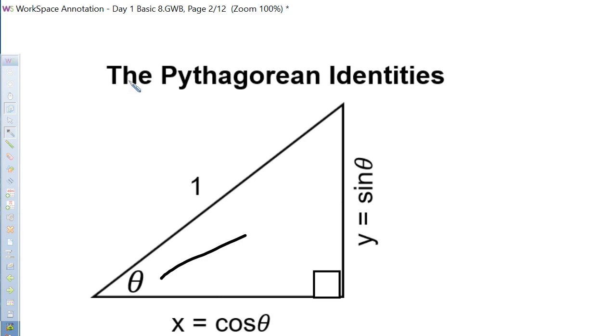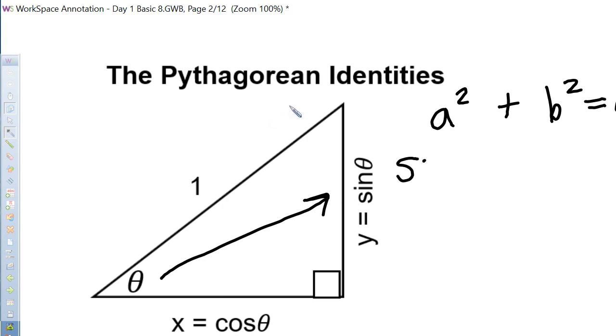So we are going to derive what's called the Pythagorean identity. And it's called the Pythagorean identity because it's derived using the Pythagorean theorem, which is a squared plus b squared equals c squared. So a and b are the 2 legs, and the 2 legs are labeled sine of theta and cosine of theta. So if I start with sine of theta, so sine of theta is our side A, and sine of theta needs to be squared.